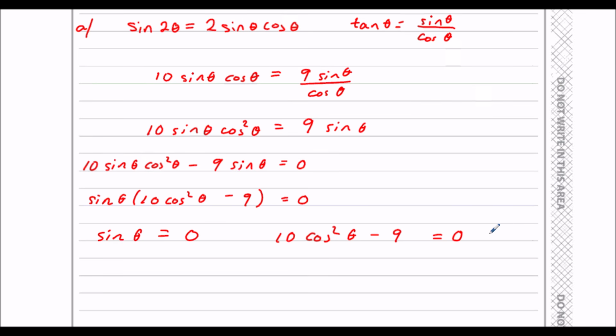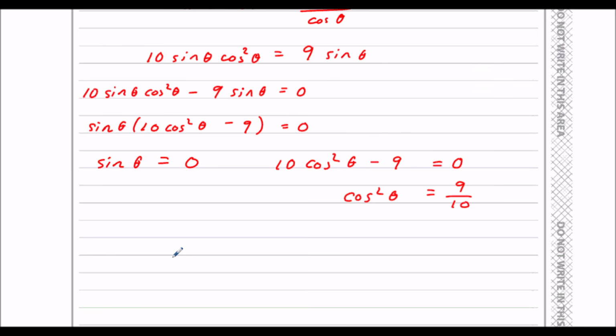So let's solve this for cos theta. So we'll plus 9 to both sides, and then divide by 10. So cos squared theta is 9 tenths. And then to get cos theta by itself, square root. And so we'll have the positive or negative square root of 9 tenths. So we've got lots of different answers here.